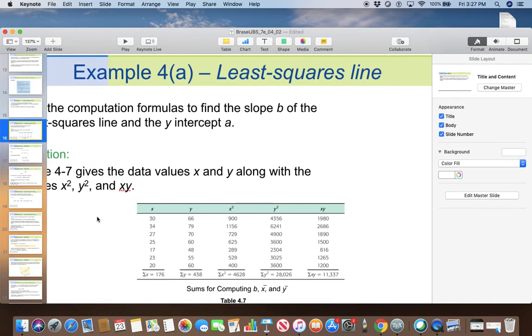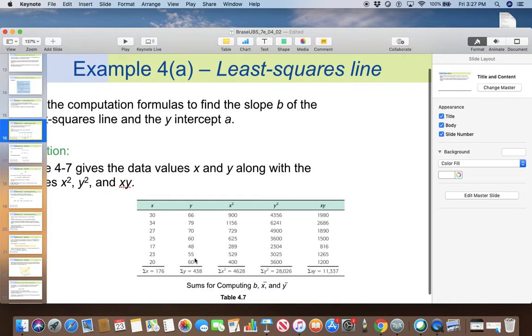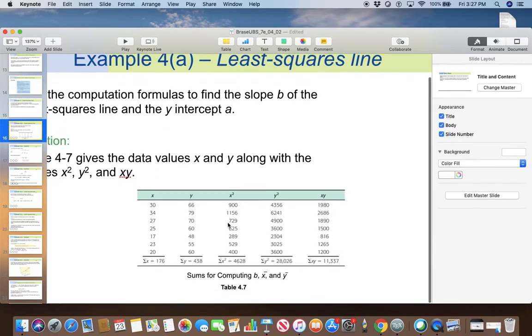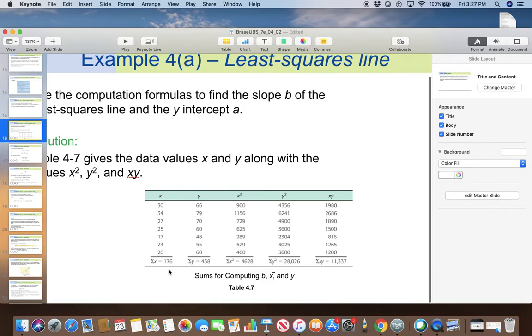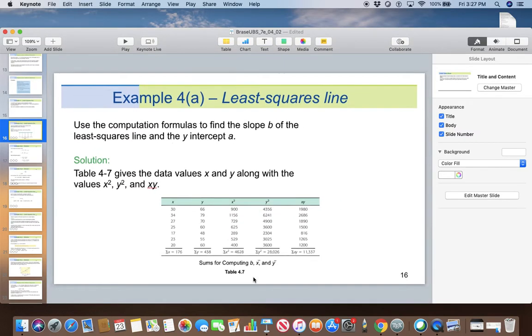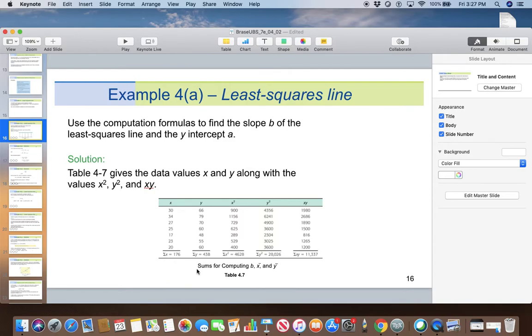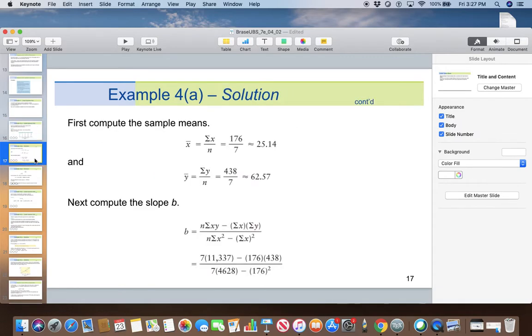So you have x, y, x squared, that is squares of x's, y squared, that is squares of y's, and x times y. Add all of these up. Now you need to use these sums, summation x and summation y, to find x bar and y bar. Once you have x bar and y bar, you can find b, a, and so on.